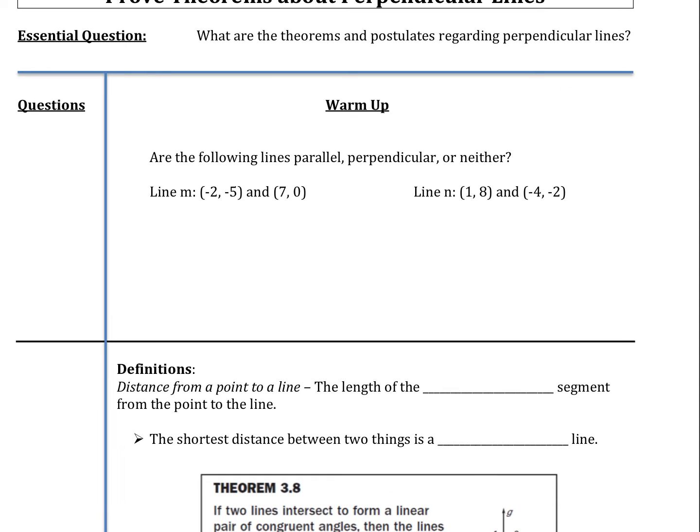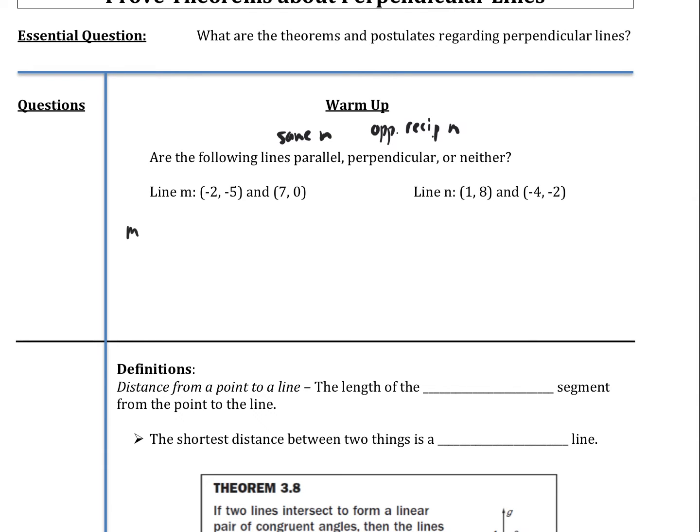All right, so the way we can tell that lines are parallel is they have the same slope. Perpendicular have opposite reciprocal slope. And then neither is just anything that's not one of those two things. So let's figure out the slopes for these.